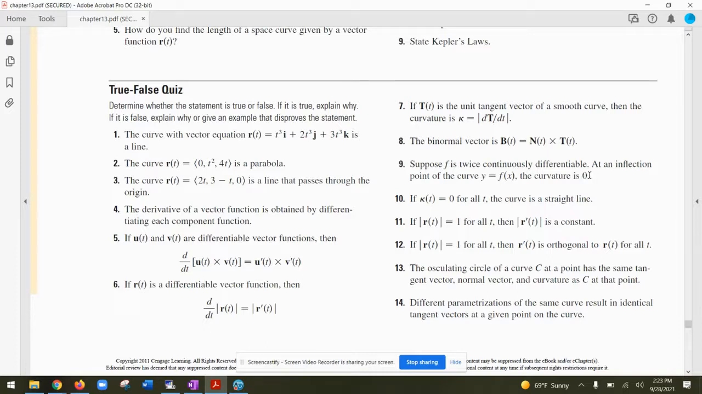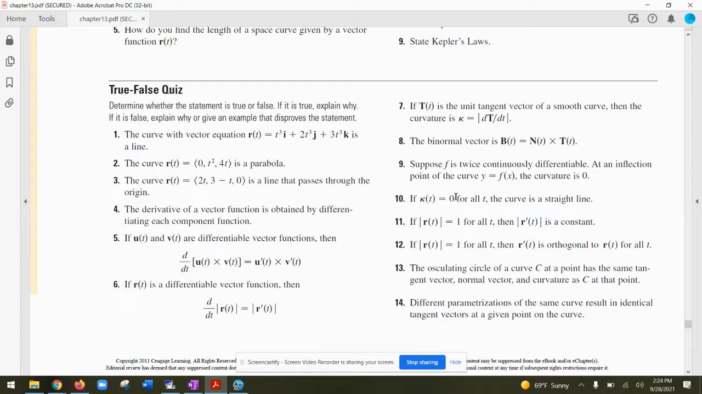I gotta think about that. The inflection point is where the second derivative is 0, and anything multiplied by 0 must be 0. That's true. Look at the formula, right? At an inflection point, f double prime is 0, so curvature would be 0. That's true. All right, good. Nobody had to answer that one.